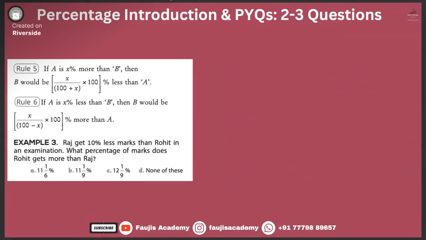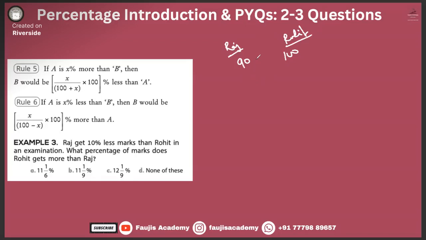Raj gets 10% less marks than Rohit in an examination. What percentage of marks does Rohit get more than Raj? Okay, Raj got 90 marks, Rohit got 100 marks. Raj got 10% less marks than Rohit. If we assume the base value to be 100, this is the number that we can assume right now.